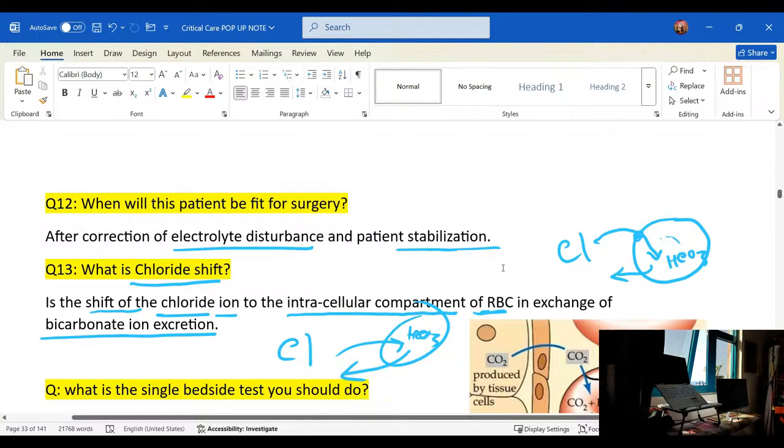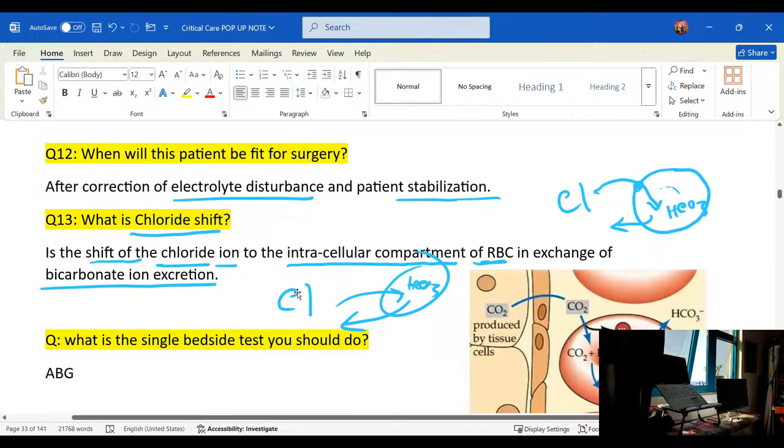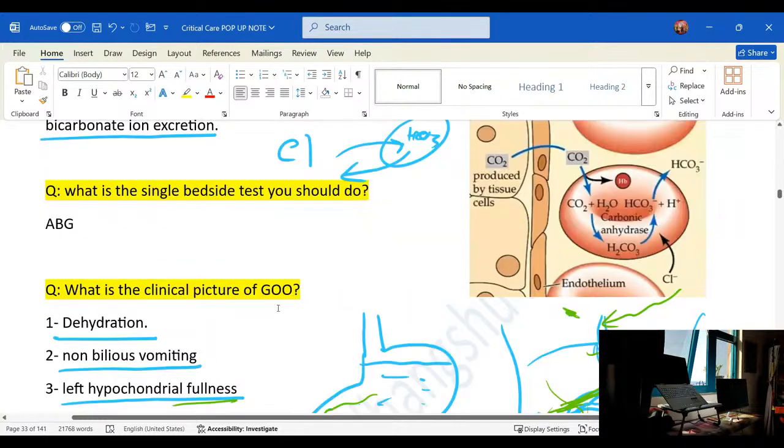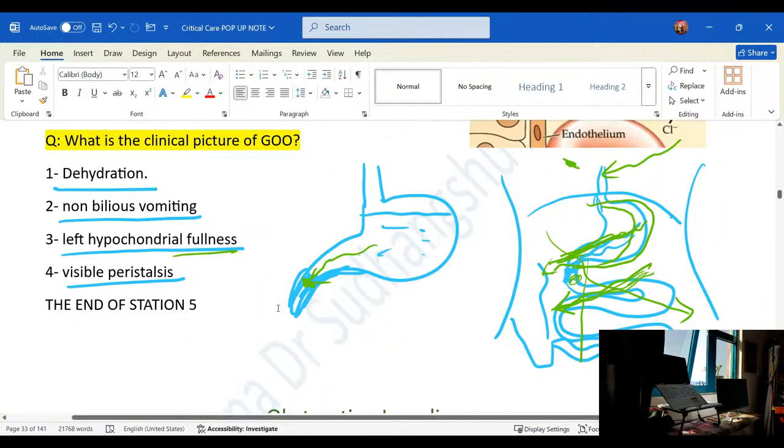Chloride shift: shift of chloride ion into the intracellular compartment of the RBC in exchange of the bicarbonate ion. What is the single bedside test you will do? ABG.